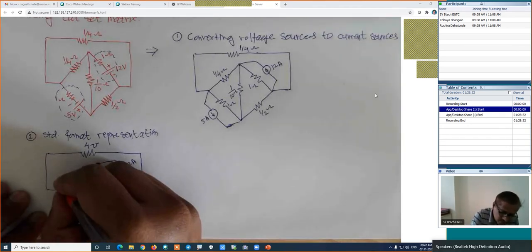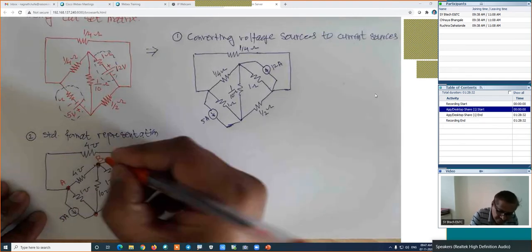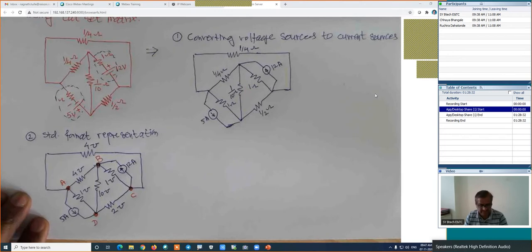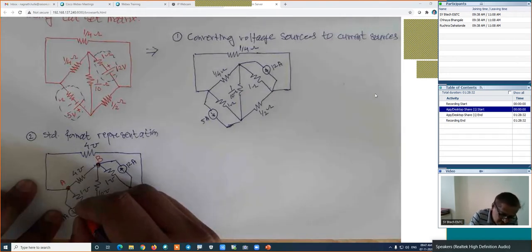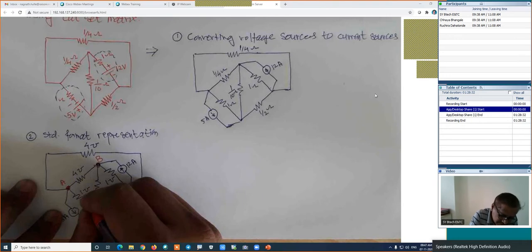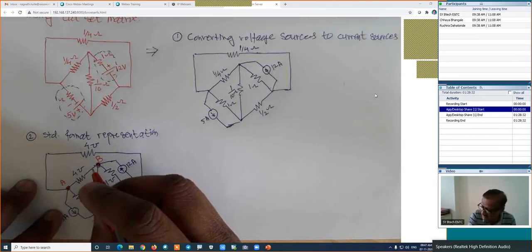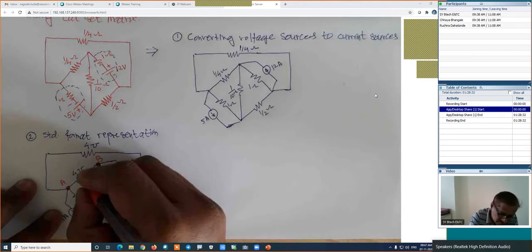I will give some names to the nodes. This is A node. This will be the B node. This will be the C node. And finally, it will be the D node. I have just given some names to the figures. At the same time, I will assume the names of the branches. This is branch number 1. Next is branch number 2. Here, this branch is branch number 2.